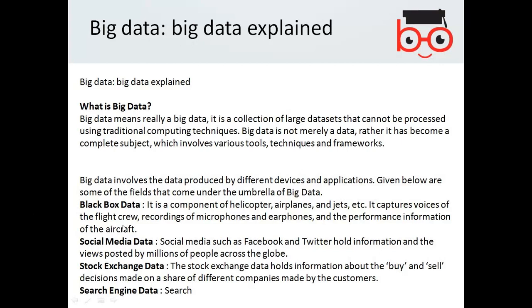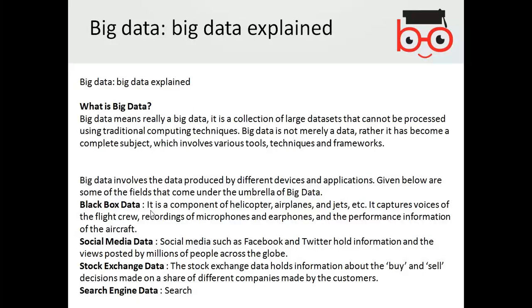Black box data. A black box is a component of, for example, helicopters, airplanes, jets, etc. It captures voices of the flight crew, recordings of microphones and earphones, and performance information of the aircraft. Normally this big data is not stored in conventional databases, but in a special type of database, which is called big data.